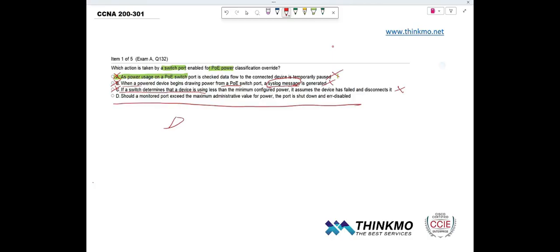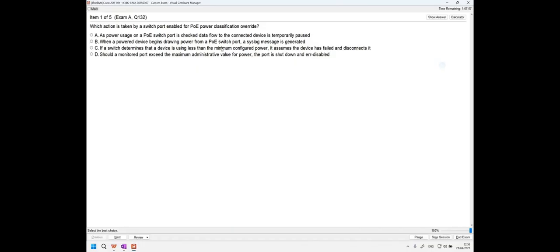Option D states that if the monitored power, that is the port's power, exceeds the maximum management value, then the port will be shut down and enter an error-disabled state. This is correct. Let's look at the correct answer. Correct answer is option D.